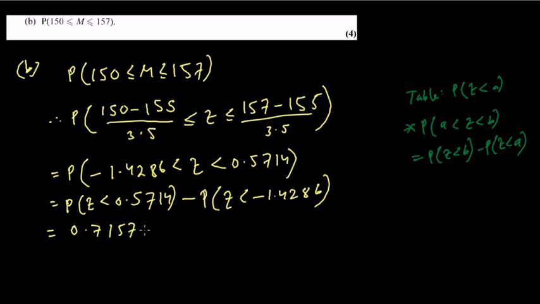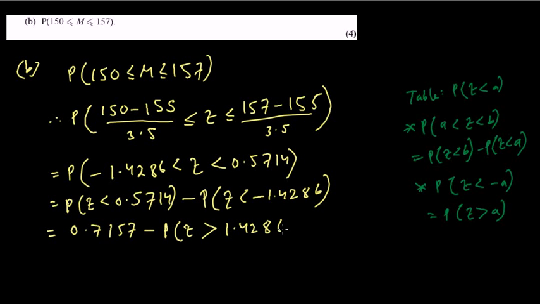Now this one is negative. In the table we can only have z is less than a positive number. So whenever you see probability of z is less than negative a, to make it positive you just reverse the inequality and it becomes greater than, and this becomes positive. So that's the rule. This would be probability of z is greater than 1.4286.